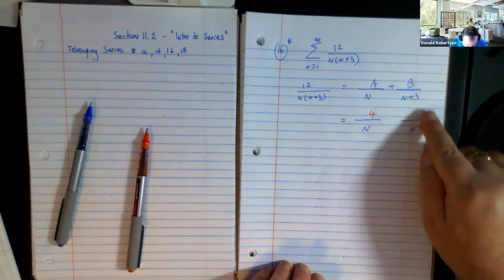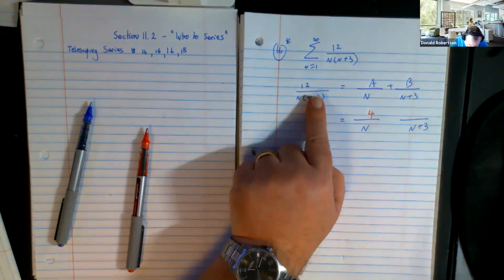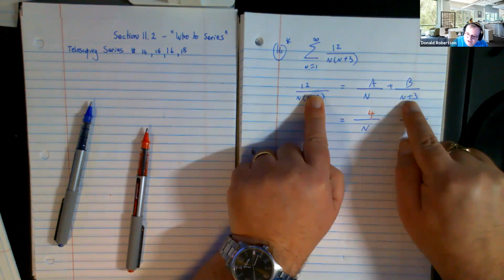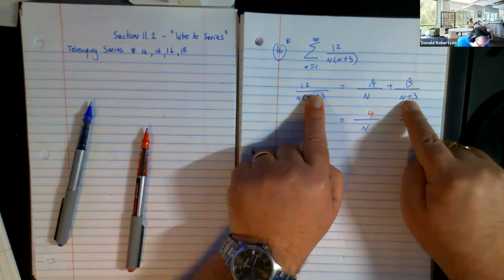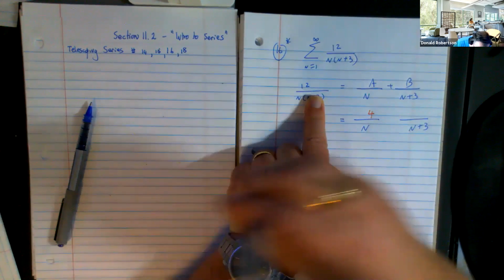Let's get b now. N plus 3 on it. Cover up the n plus 3. What makes n plus 3 0? Negative 3 makes it 0. 12 over negative 3 gets you negative 4.